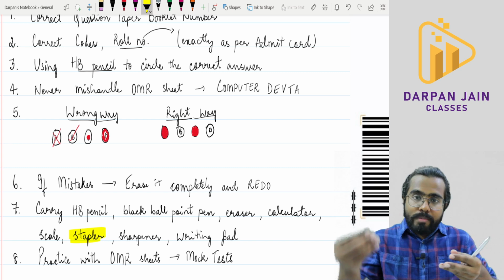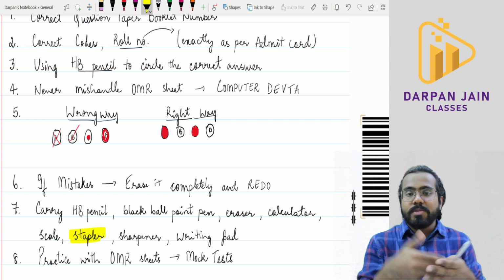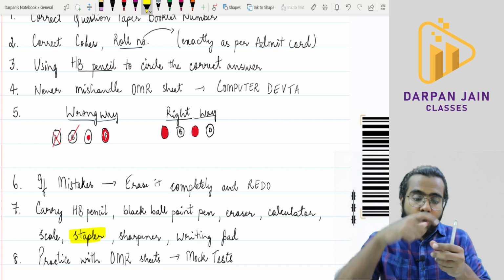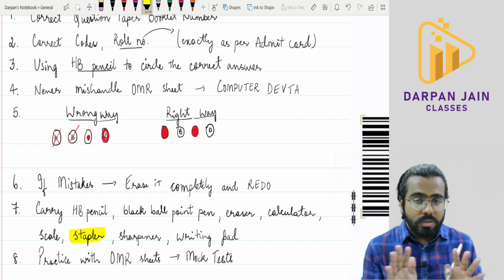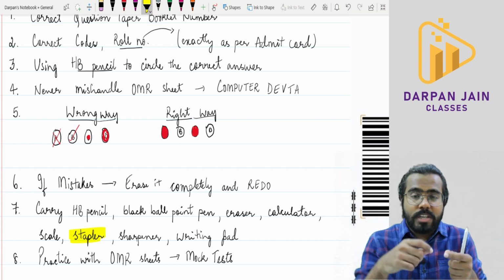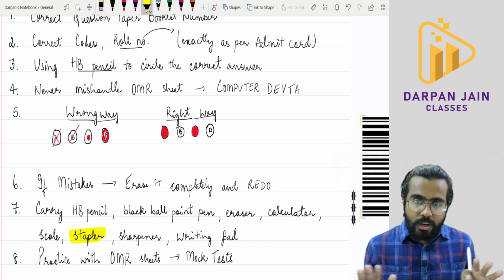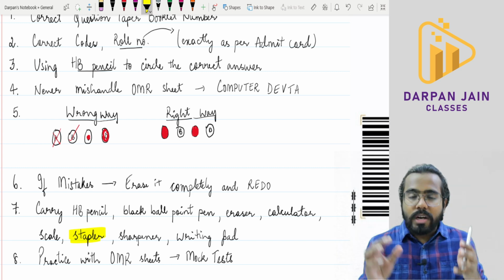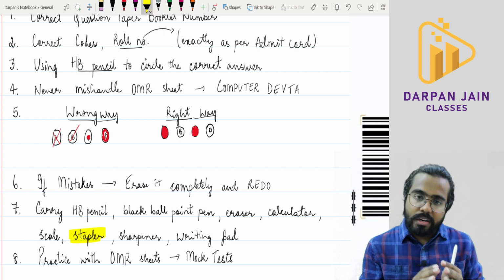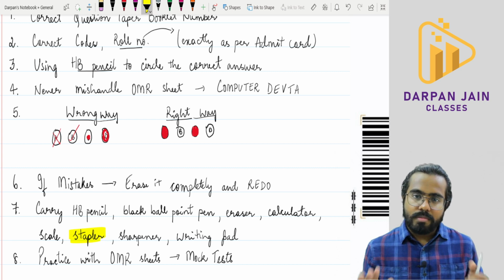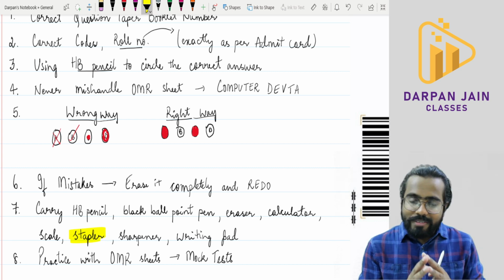Do not put your OMR sheet inside the question paper booklet. No, both have to be given separately. Do not staple them together also. Question paper और OMR sheet को staple मत कर देना या फिर खड्डा करके thread मत डाल देना. No, that's not required. Give your question paper booklet and your OMR sheet separately without doing any threading or stapling. Alright, I hope everything is clear.